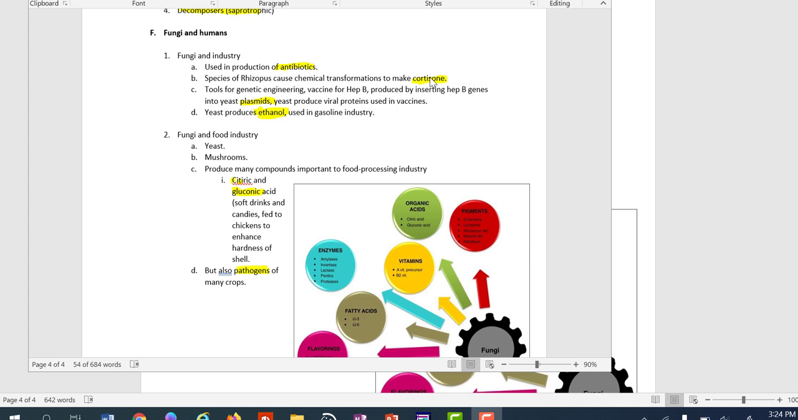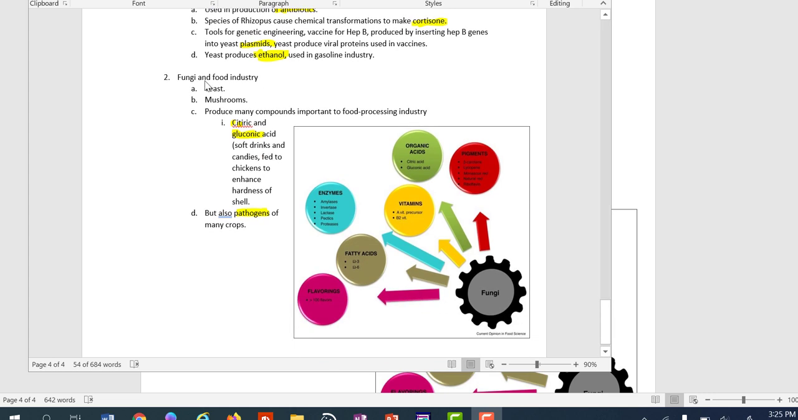We also see them in some species used to transform compounds into things like cortisone, an anti-inflammatory steroid used extensively. We've used fungi in a lot of DNA biotechnology, incorporating genetic information from viruses, bacteria, etc., and used in the production of vaccines. Of course, yeast, brewer's yeast, we use in the production of ethanol for beer, wine, spirits, and as well biodiesel and the production of gasoline.